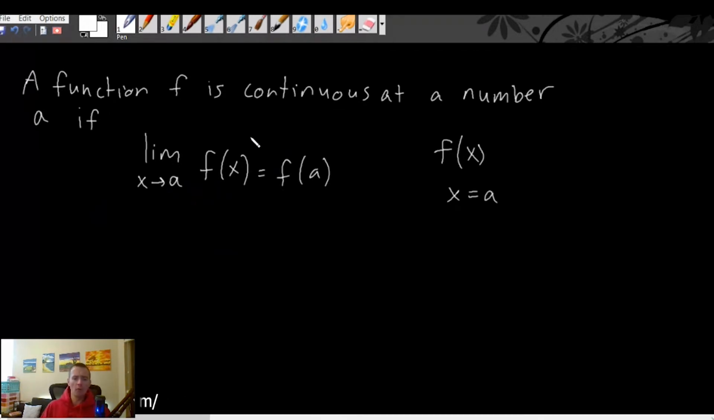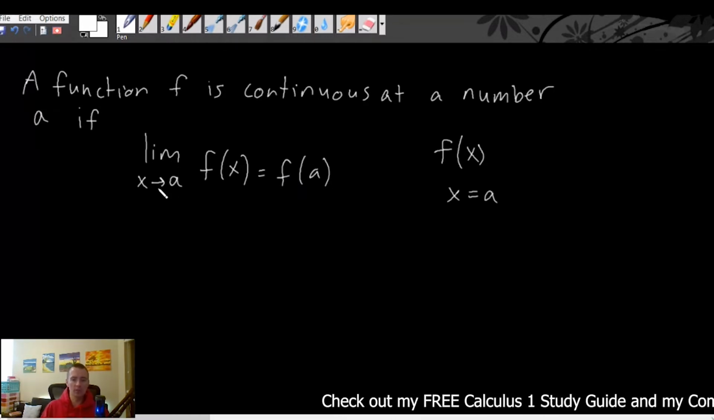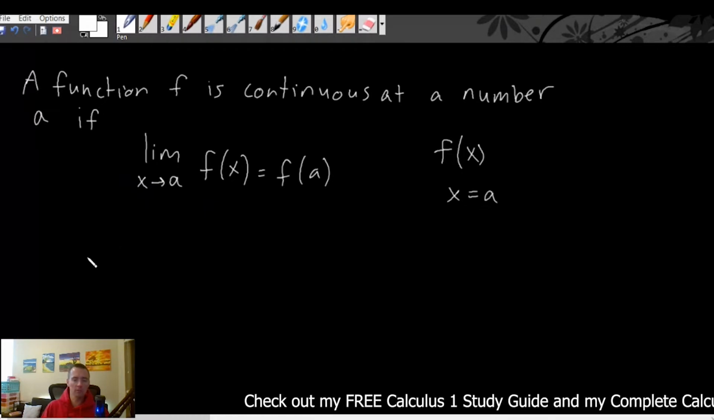So for a function to be continuous at this point x equals a, we would need the limit as x approaches a of our function f of x to equal f of a. Well, what does that mean? Let's think about each side of this equation separately. So we have this limit over here on the left.